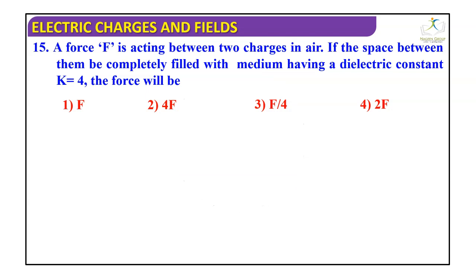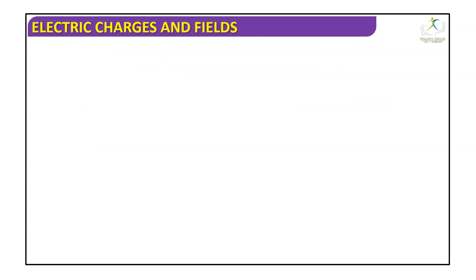Hope you did. Now the solution we have: F prime is equal to F by K if the medium is involved. So the correct option is F by 4.